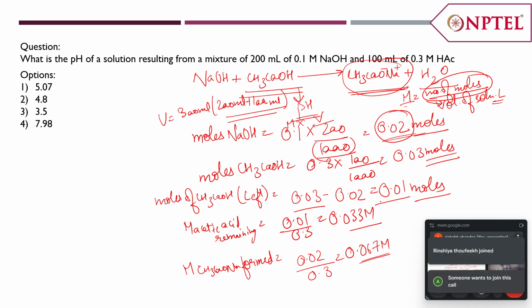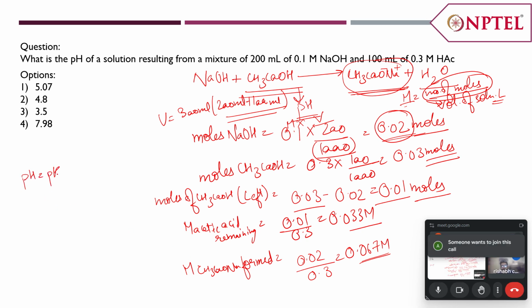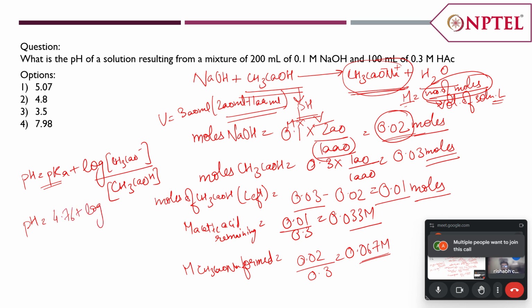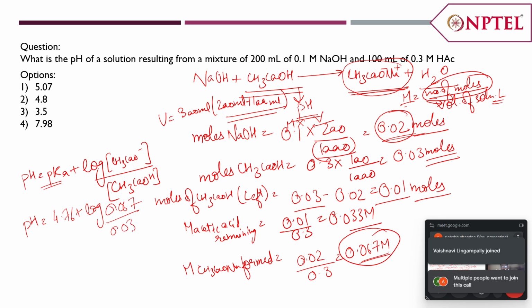Then we'll put the values in the Henderson-Hasselbalch equation, which involves the acetate ion and the acetic acid that is remaining. Okay, so now the pK value of acetic acid is around 4.76. So this would be log of acetate. The amount of acetate we have is 0.067 and acetic acid is 0.033 molar. So this is the molar ratio.